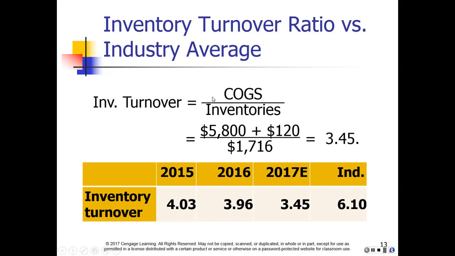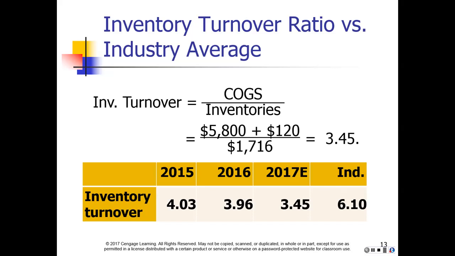Cost of goods sold is simply the variable cost from the income statement. The first item of an income statement is sales, the second is cost of goods sold. So cost of goods sold is 5.8 million. Of course, these numbers are in thousands. So 5,800. These are 2017 expected numbers, but 5,800 plus 120 divided by 1716.